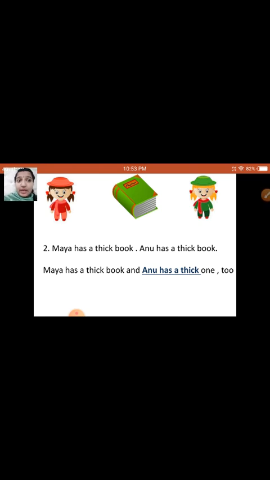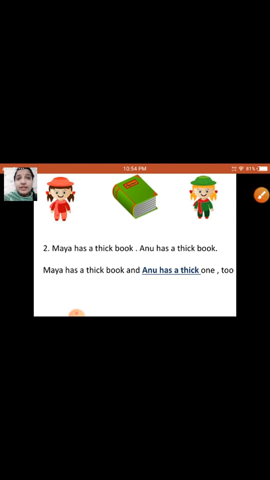Maya has thick book and Anu has thick one, comma too. Always put full stop, student. Very important. Okay? You are completing this sentence. Maya has thick book. Full stop. Anu has thick one. So how are you going to write the answer? Maya has thick book and Anu has thick one, comma too, full stop. Okay students.